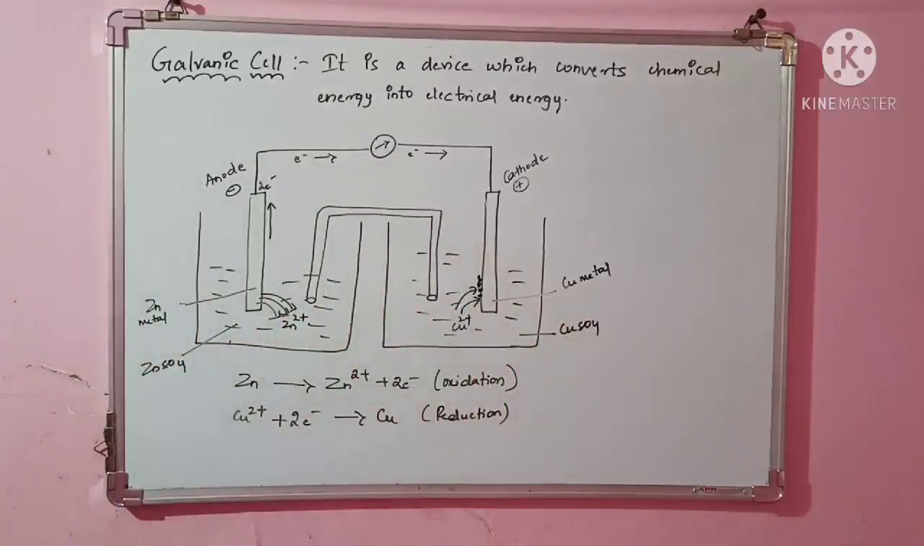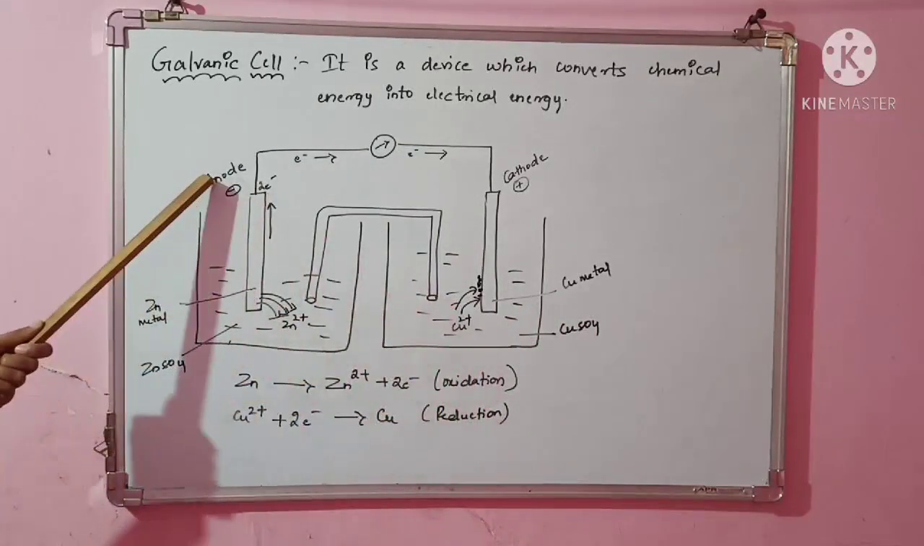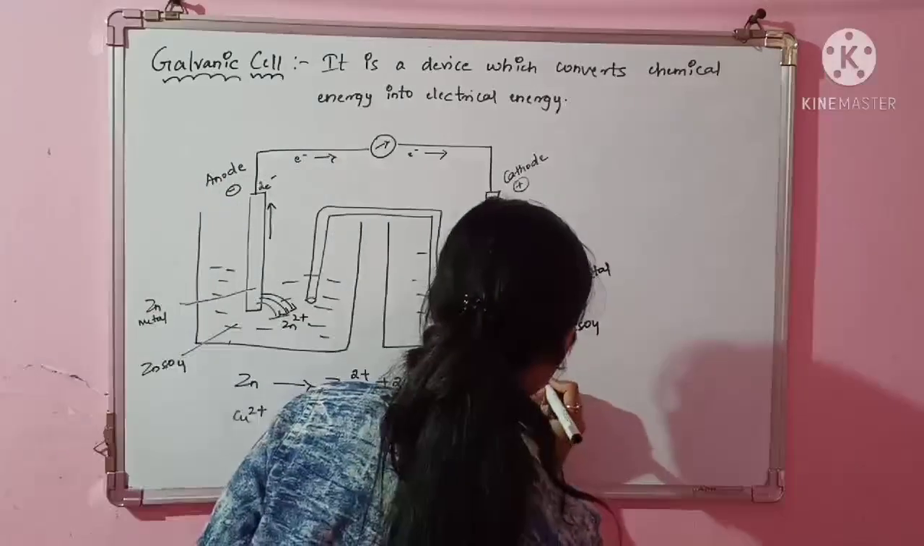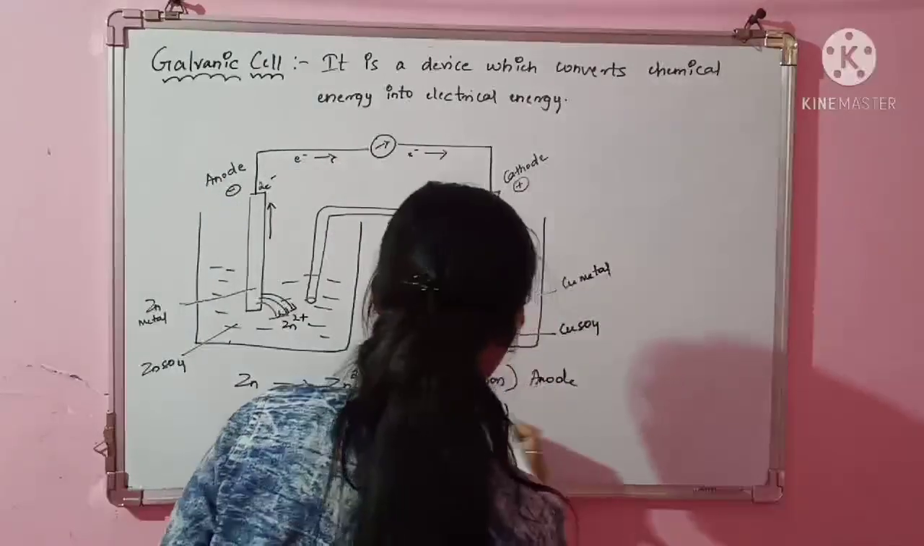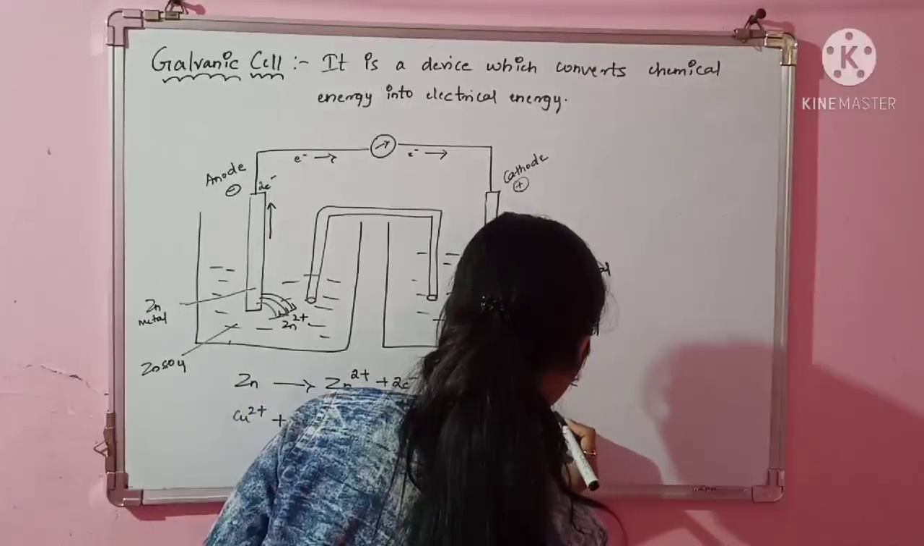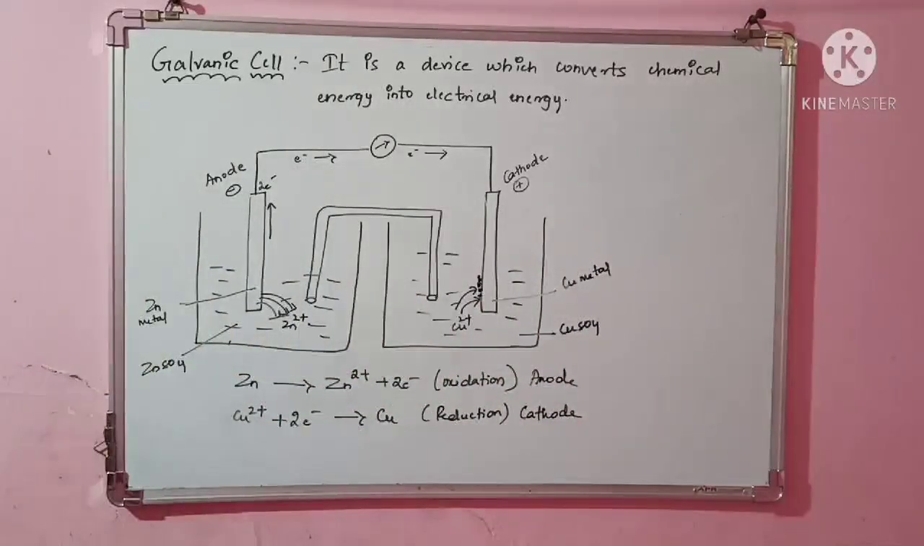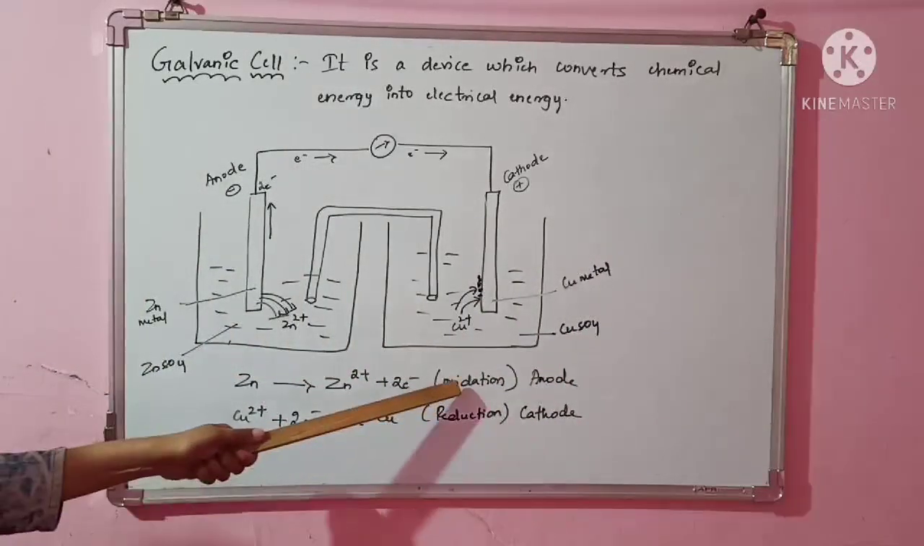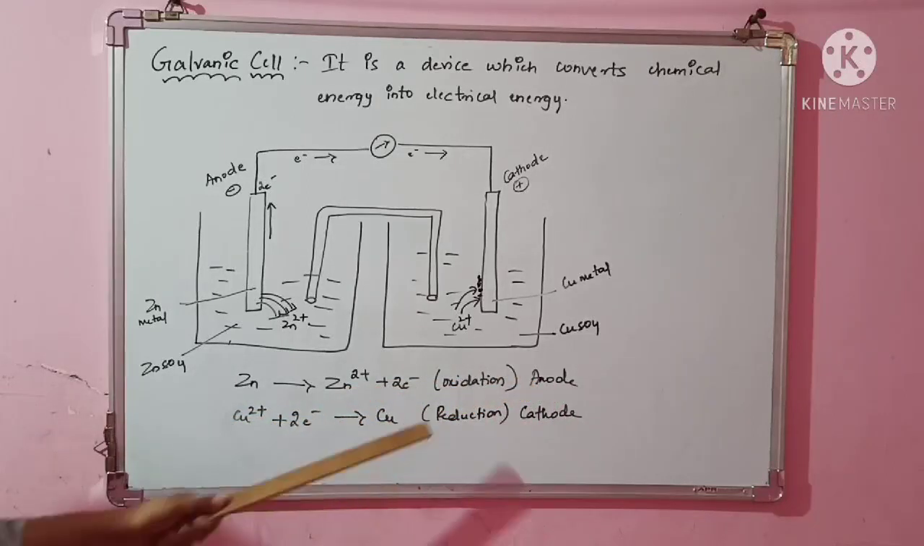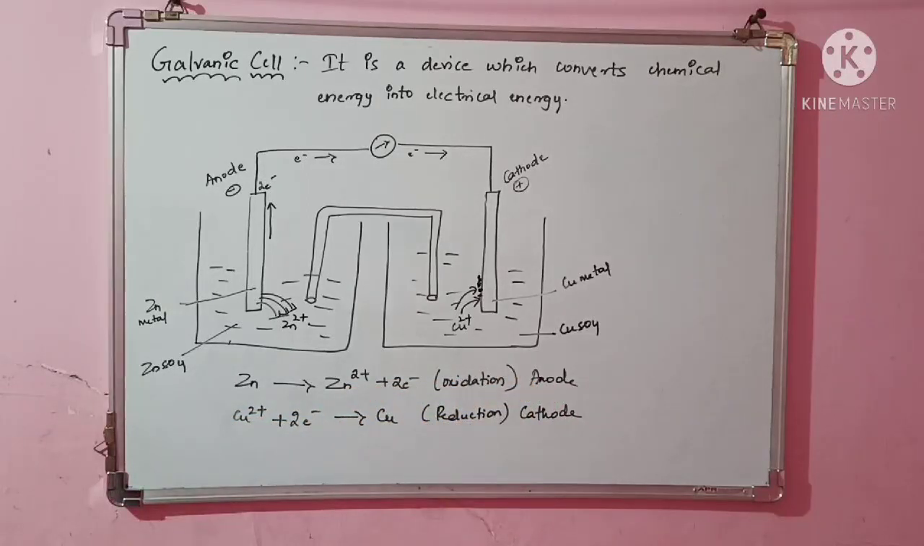Clear? So this is the reaction which will take place, and you know that definitely oxidation will happen at the anode. Oxidation always takes place at the anode and reduction always takes place at the cathode. Whichever cell it might be, electrolytic cell or galvanic cell, this will be the same.